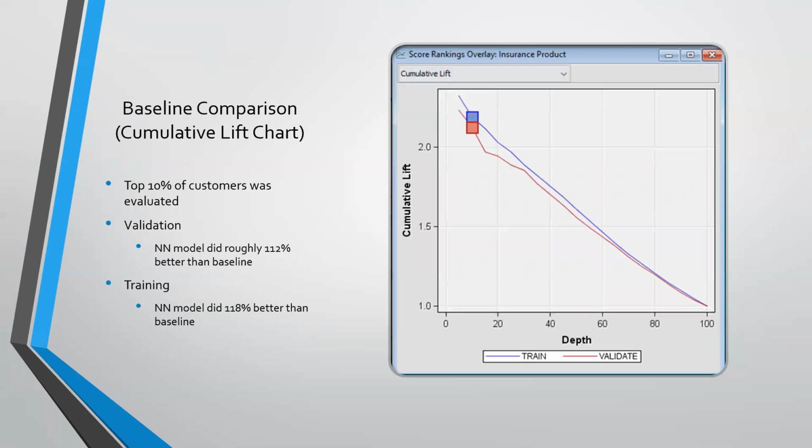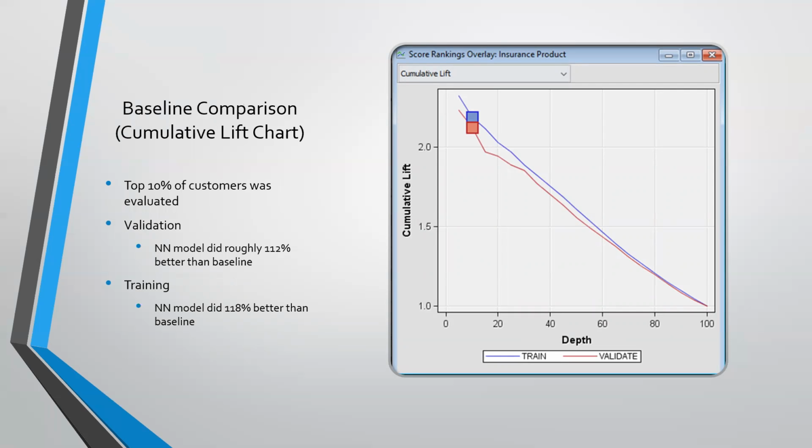Next slide, please. Lastly, we compared this neural network model to our cumulative lift chart. Essentially, we evaluated this model where the depth is equal to 10 on the cumulative lift chart. And as you can see, our model did approximately 112% better than the baseline when looking at the validation line in red, and approximately 118% better when looking at the training line in blue.